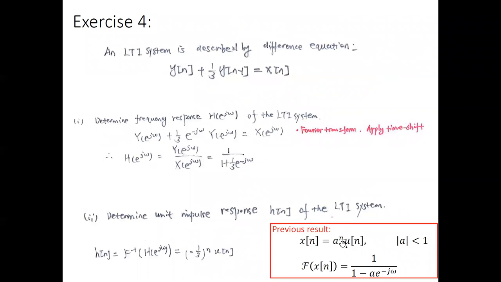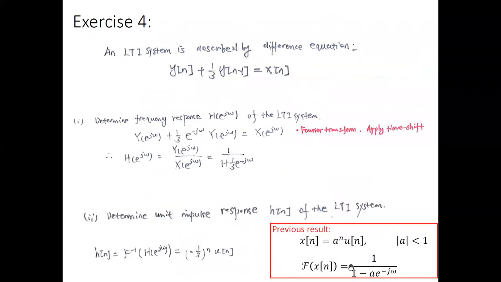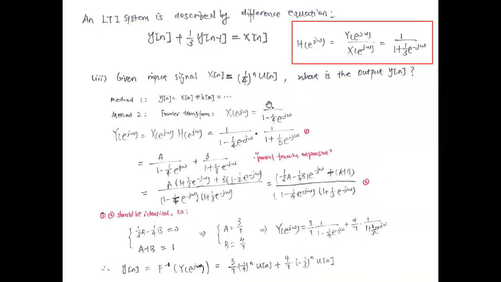So A equals 1/4 for this particular exponent, right? A equals 1/4. So we can replace A with 1/4 in this result. The Fourier transform of X is 1/(1 - 1/4 exponential minus j omega). Capital Y is therefore capital X times capital H. So the multiplication of these two terms.